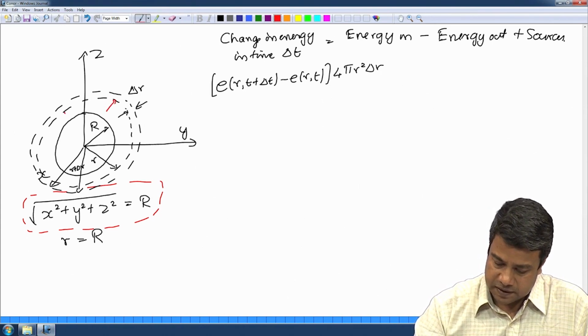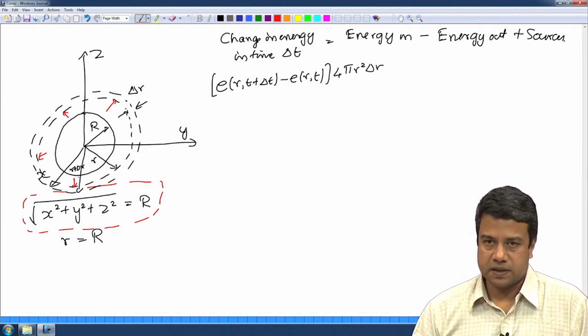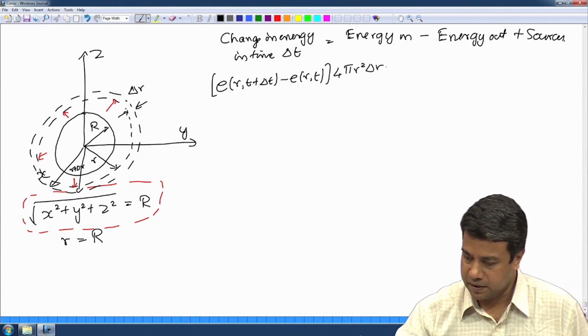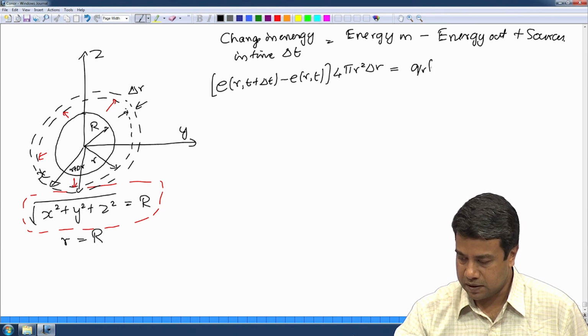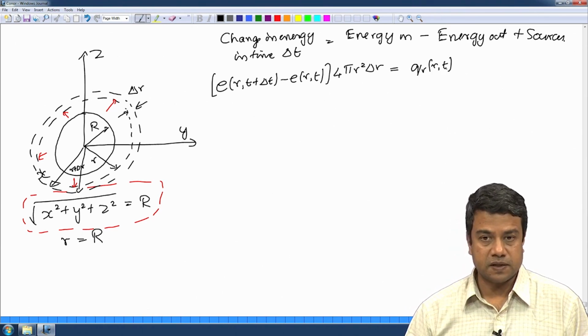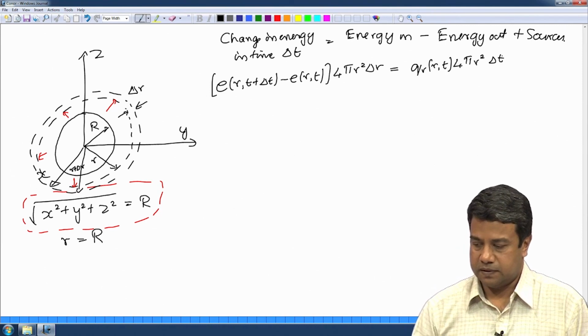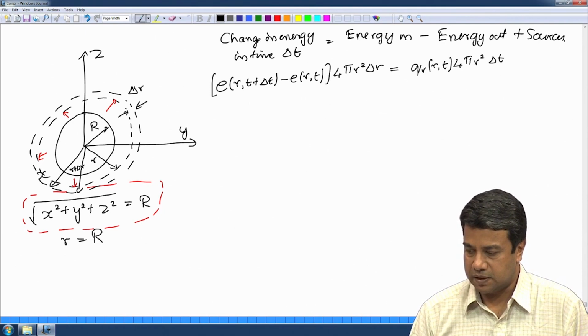Energy in is at the surface at r. It is going to be equal to the flux times the surface area times time. Energy in is equal to the flux q_r at r, t times the surface area, which is 4 pi r square, times delta t, the time interval. Flux is transfer per unit area per unit time. So flux times the area 4 pi r square times delta t.